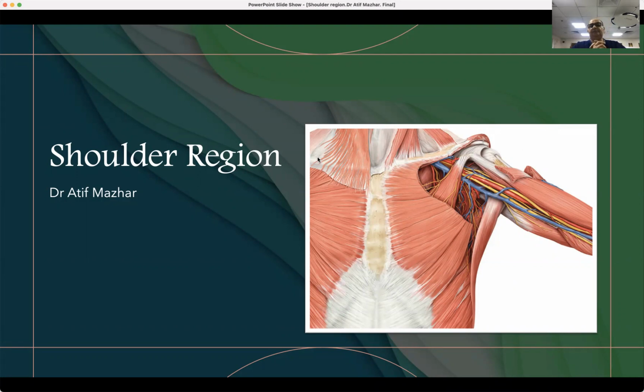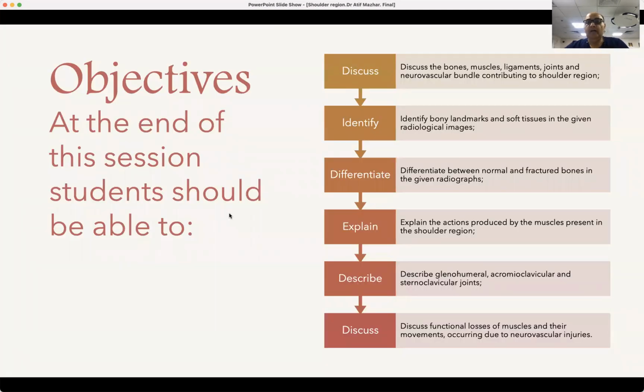Dear students, today we'll be learning about the shoulder region. This is one of the first lectures in our MSK block. This lecture is content rich, and let's go through the objectives. Today we are expected to discuss bone, muscle, ligaments, and joints along with the neurovascular bundle.